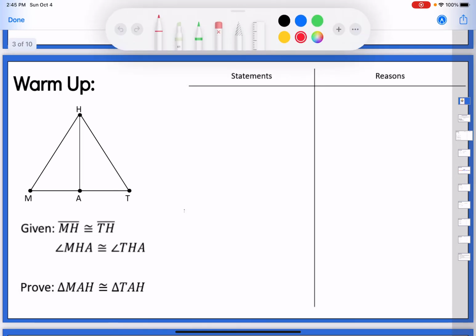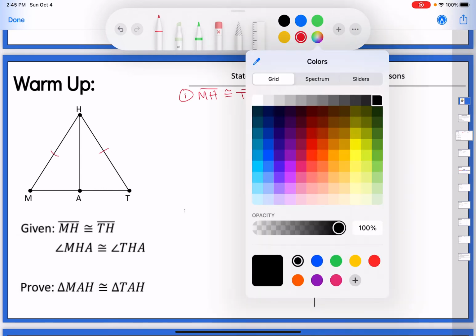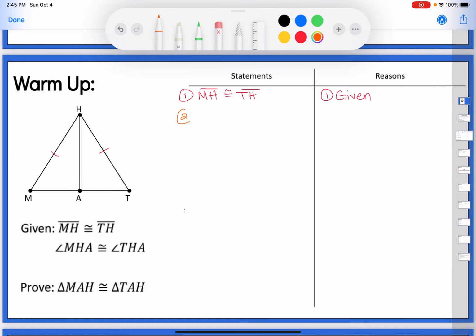All right, so our first step is our first given. Segment MH is congruent to segment TH. And that is given, and I'm going to make sure that I mark my picture. Okay, now the next one was angle MHA is congruent to angle THA, and that was also given. Now be careful, angle MHA is this angle up top, angle THA is this other angle up on top, making sure that we mark those appropriately.